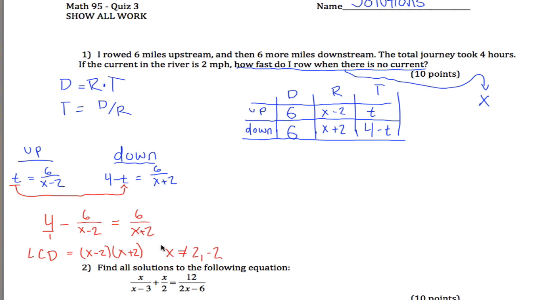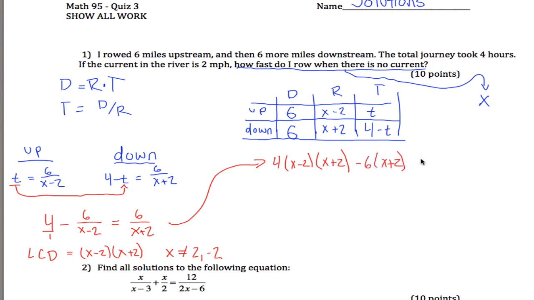Because in the next step in this process, I'm going to multiply both sides of the equation by my least common denominator. And if x were equal to either of these values, I'd be multiplying both sides of the equation by 0. I'd be losing all my information. Alright, so let's do it. If we multiply both sides of the equation by x minus 2 times x plus 2, you'll get 4 times x minus 2 times x plus 2 minus 6 times x plus 2.